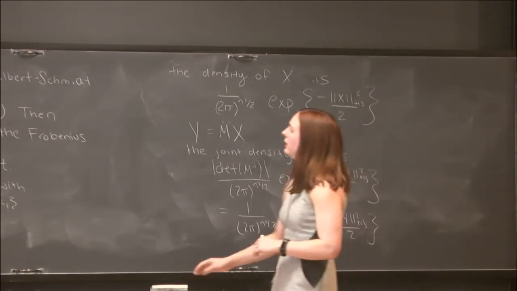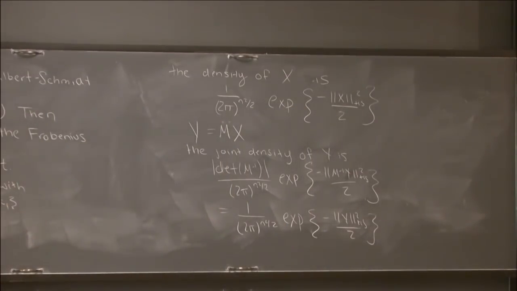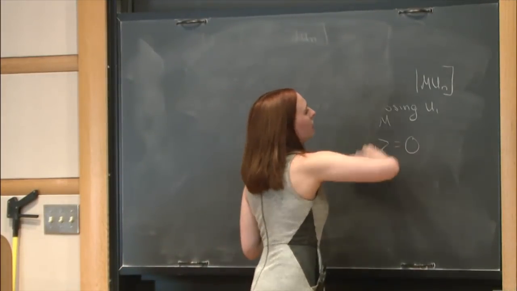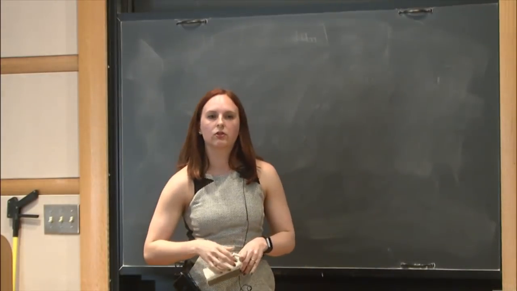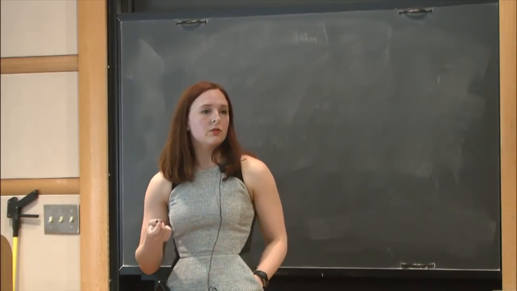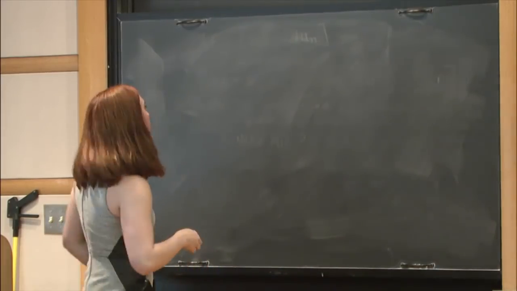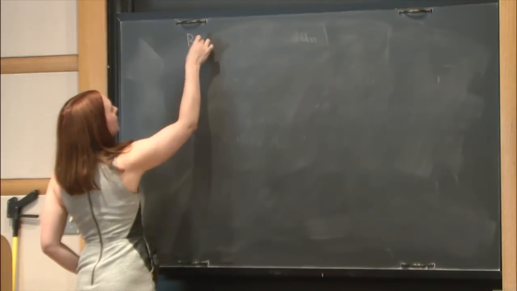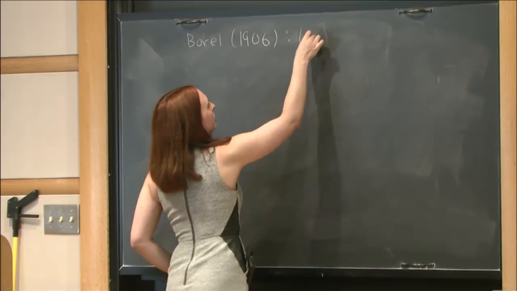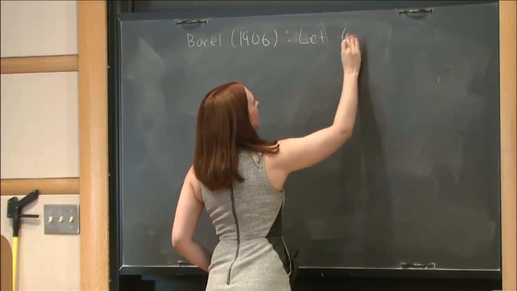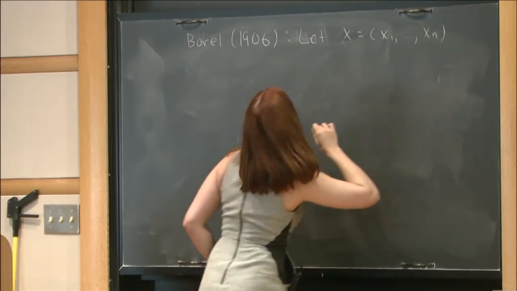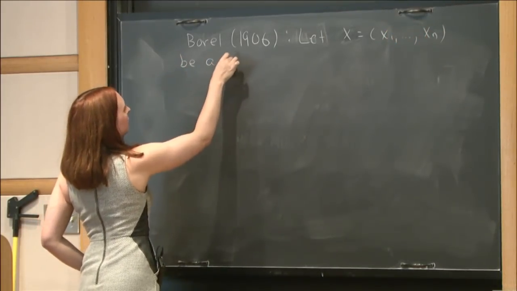Okay? All right, good. So the next thing we can ask is, how can we approximate the entries of such a Haar distributed orthogonal matrix? So first of all, the asymptotic distribution of the individual entries of such a matrix, this is a classical result. This is due to Borel in 1906. Okay. So we'll let x equals x1 up to xn be a uniform random point on the sphere.